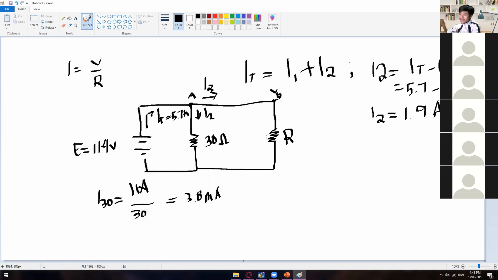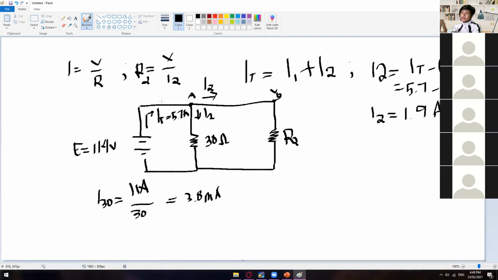Then since we already have the value of I sub 2, we can actually apply this kind of formula. Okay, I is equal to V divided by R. So from here, we can use this formula to have another formula, which is R is equal to V divided by I. Okay, so since we're looking for the R sub 2, let's just call this one R sub 2. So we will also use the value of your I sub 2.